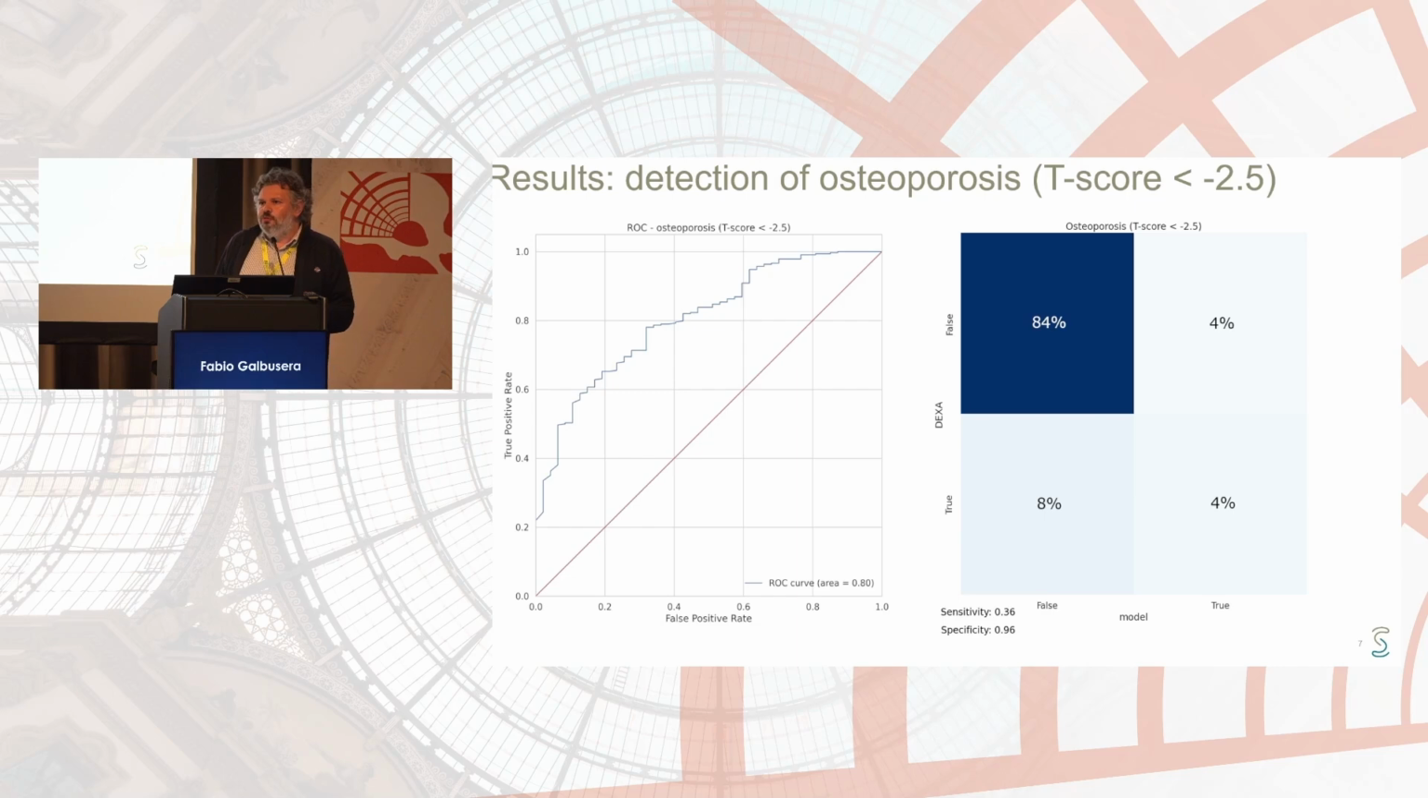We also did the same using osteoporosis as the classification value. So if the vertebra has a T-score lower than -2.5, the model still works quite well, you see, area under the curve of 0.8. But since we didn't have much data in our data set about osteoporotic vertebrae, we can see that the sensitivity is relatively low. So that can also be improved.